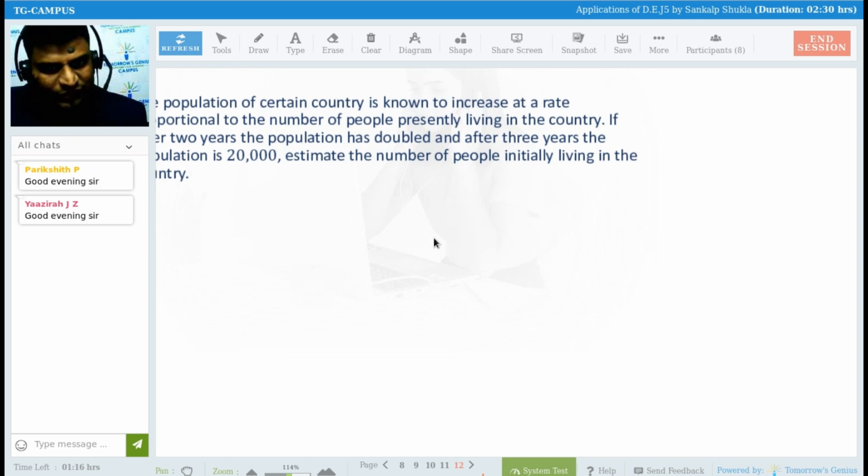The population of a certain country is known to increase at a rate proportional to the number of people present living in the country. If after 2 years the population has doubled and after 3 years the population is 20,000, estimate the number of people initially living in the country. All of you are able to do this question on your own? Okay, try it. I'm giving you 5 minutes to find the answer.